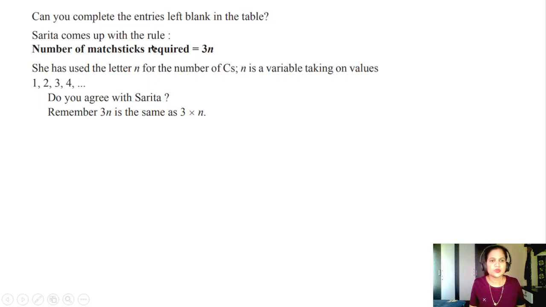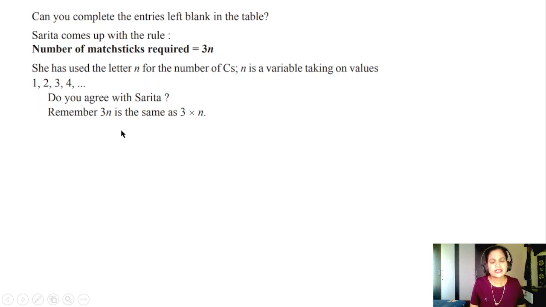Sarita comes up with the rule. The number of matchsticks required to prepare the C is 3n. The formula is 3n now. She has used the letter n for the number of C's. n is a variable taking on values 1, 2, 3, 4 and so on. Do you agree with this, Sarita? Yes, I agree with her.